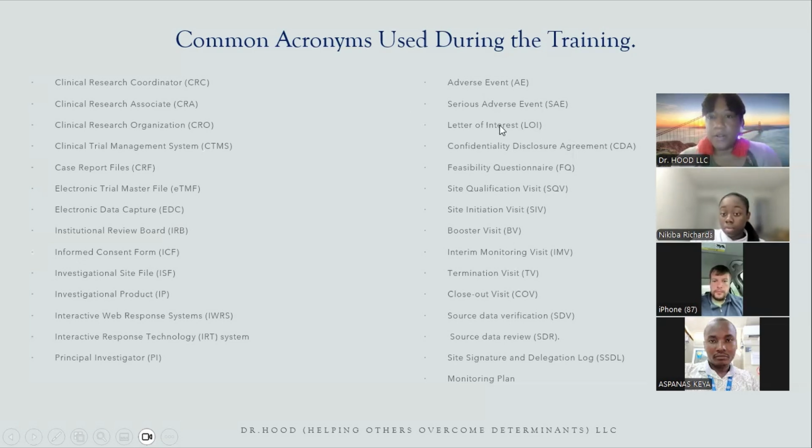Just some other words. We've got the letter of intent, confidentiality agreement, feasibility questionnaire, and then these are your types of CRA visits. We have the site qualification visit, site initiation visit, a booster visit, an interim monitoring visit, and a termination visit, or closeout visit. Those are some of the common visits for a CRA.